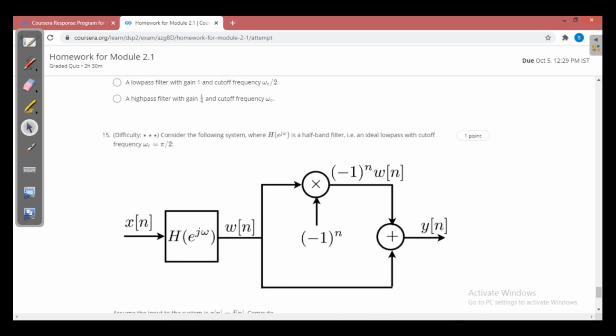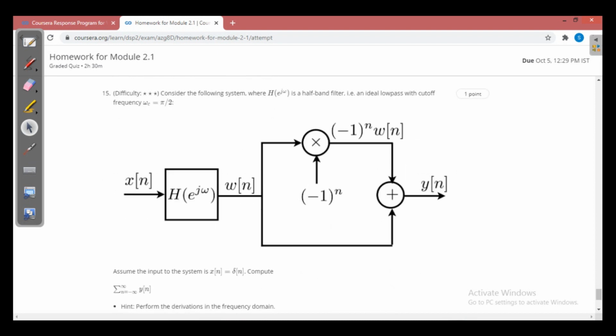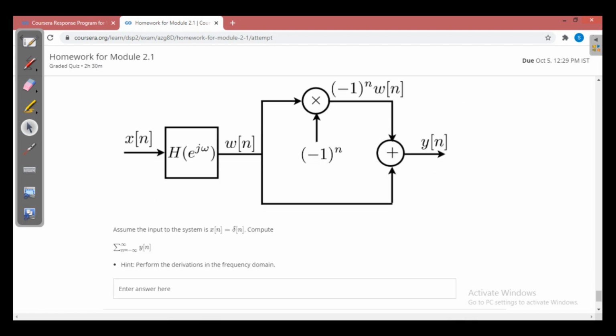Now the 15th one. Consider the following system where H of e^{jω} is a half band filter, nothing but a low pass filter with cutoff frequency π by 2. Again, it exists from minus π by 2 to plus π by 2. This is the system, and assume the input is δ[n]. Compute the summation over n from minus infinity to plus infinity of y[n].